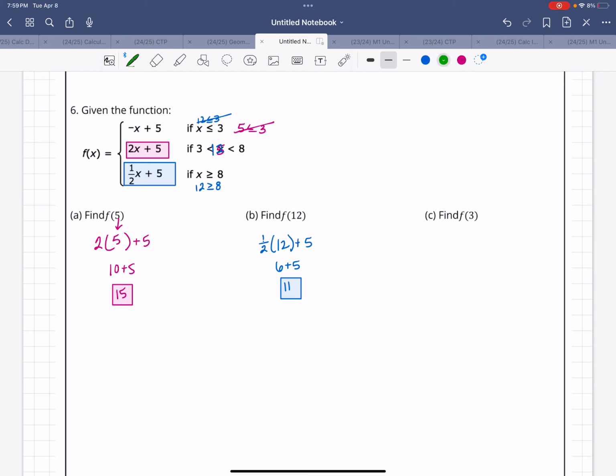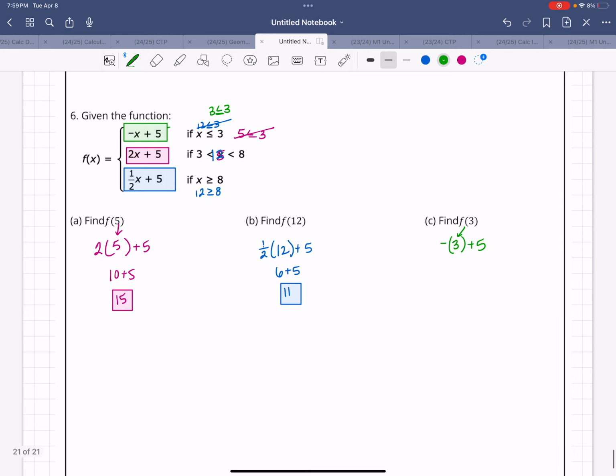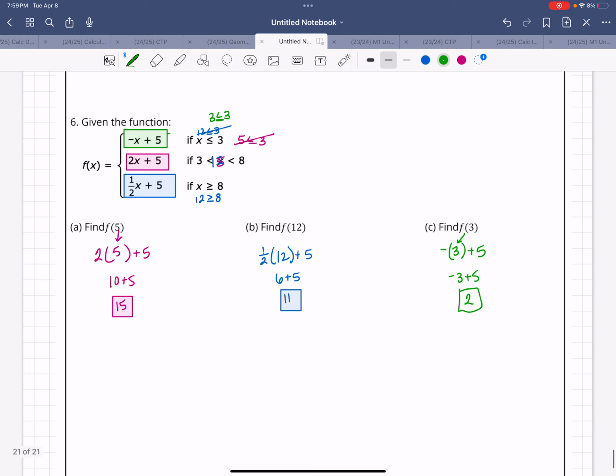Excellent. Last piece here, I have f of 3. We go back through and ask, is 3 less than or equal to 3? The answer is yes, it is definitely equal to 3. So I am using this piece: negative, and instead of writing x, I substitute the 3. Negative 3 plus 5 is positive 2.